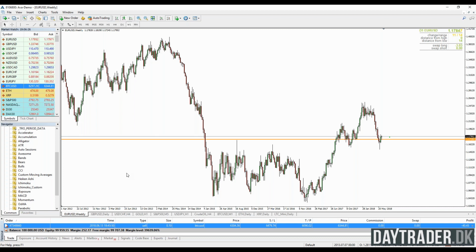Okay. But I don't trade the ruble, and I don't trade the Turkish lira, even if there are huge moves there. I just don't have enough knowledge about them.